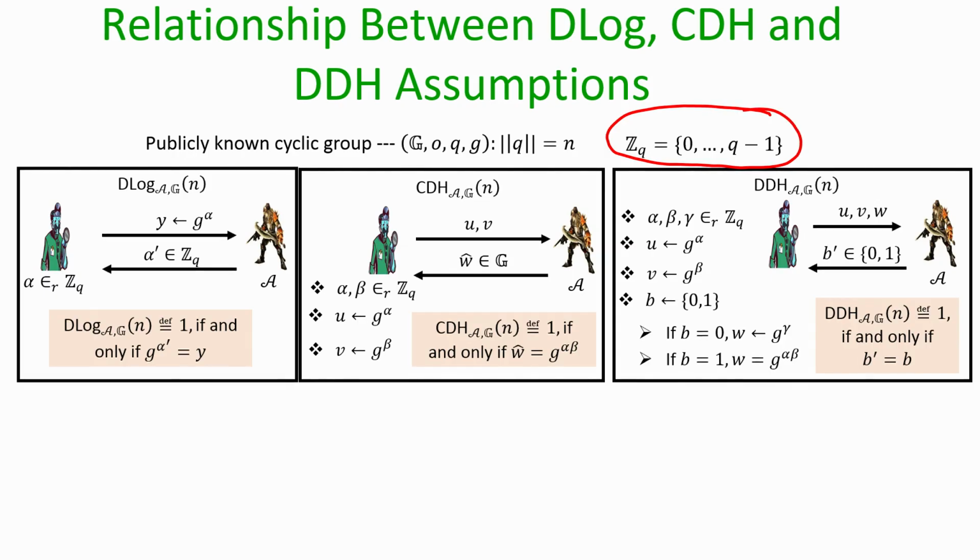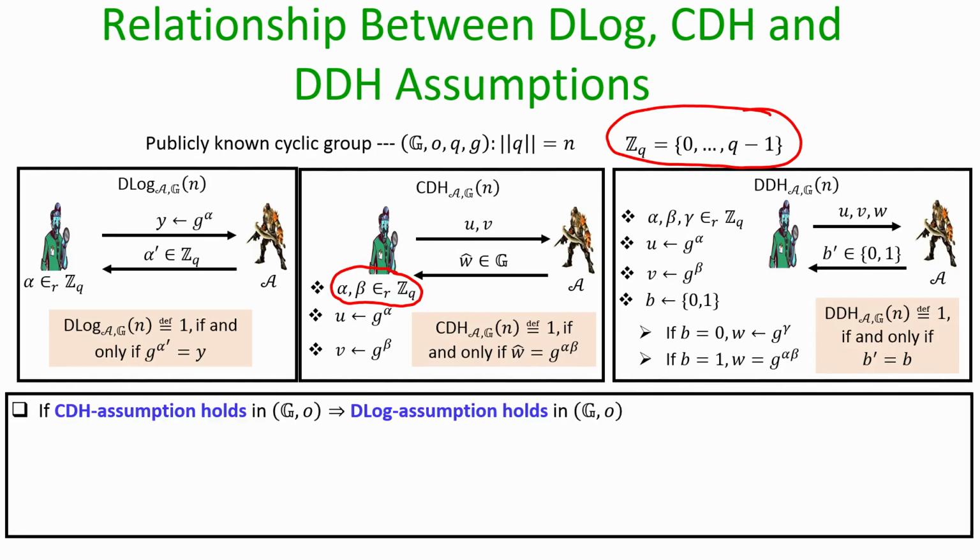In all these experiments, whenever the challenger was generating a uniformly random element from the group, it was basically picking a random index from the set 0 to q minus 1. All those steps where the challenger was picking a random index from the set 0 to q minus 1 can be represented as if the challenger is picking an index randomly from the set Z q.